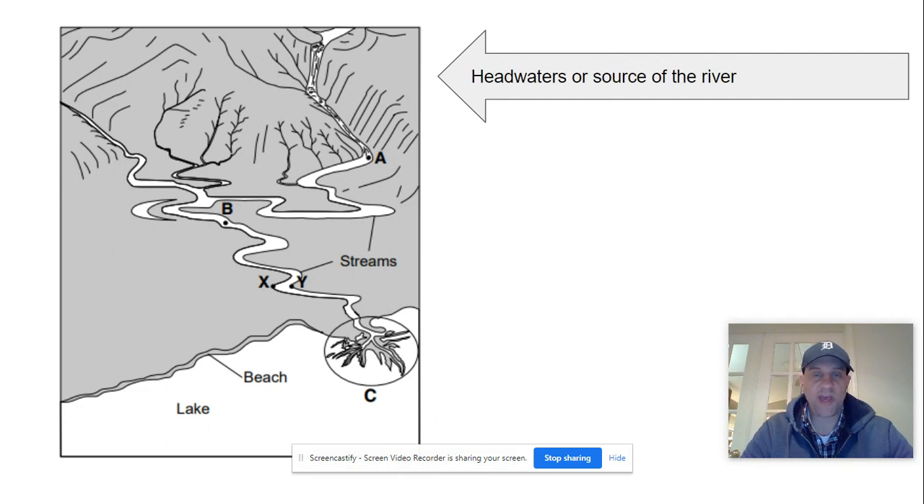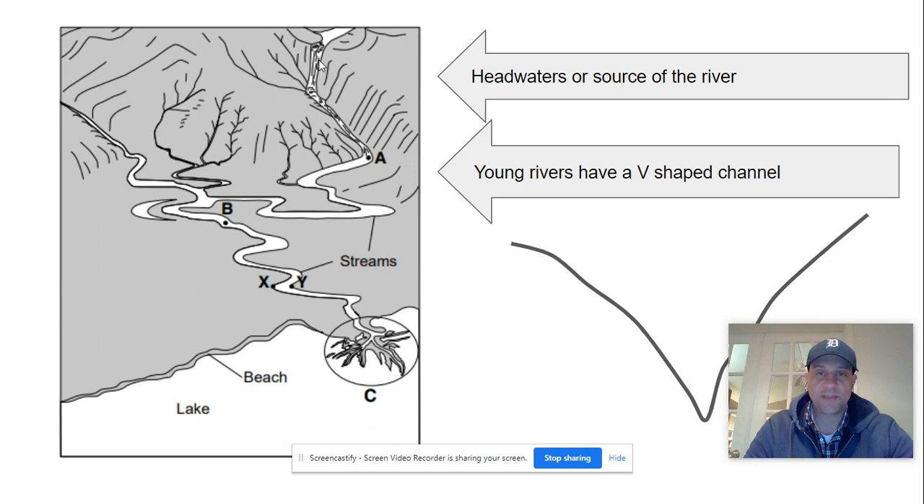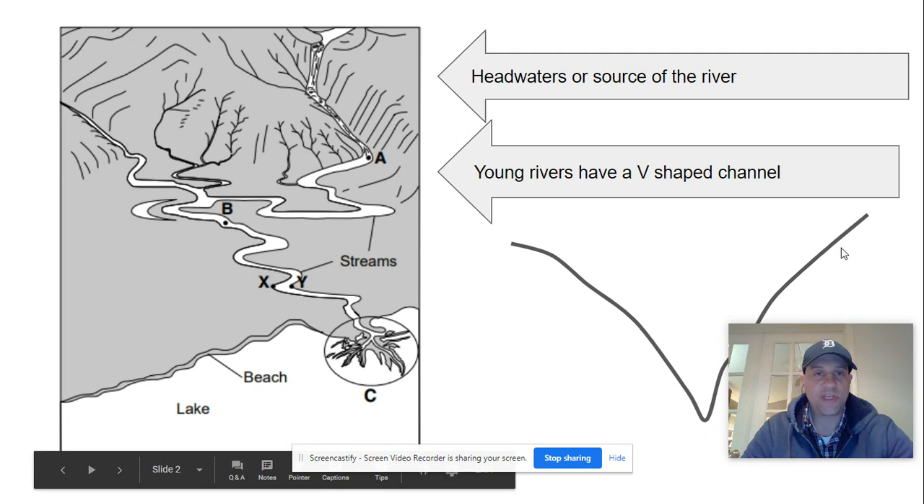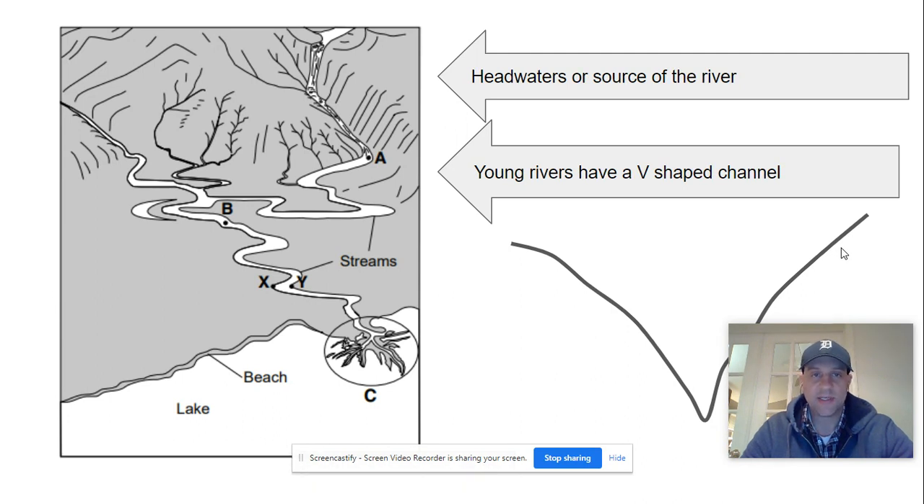First slide, what we have is we're pointing out this is called the headwaters or the source of the river. That is where it begins. Some things you should know about that. They typically have V-shaped valleys. They're very fast moving here. They usually have steep gradients, and the primary process at this location will be erosion.